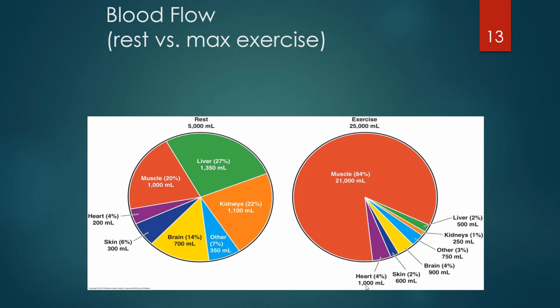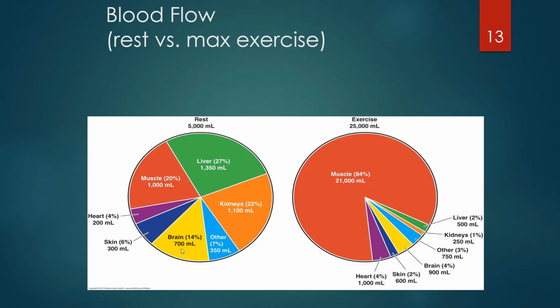So I'm going to look at the absolute units here. At rest, we had about 200 milliliters. It goes up about 5 times, so at very maximal exercise, about 1,000 milliliters. So blood flow to the heart goes up also, as you would imagine. Skin blood flow, in this case, it's going up 300 versus 600. And again, that's in an effort to cool off the body. So that cooling effect, you need to redirect some blood flow to the skin.